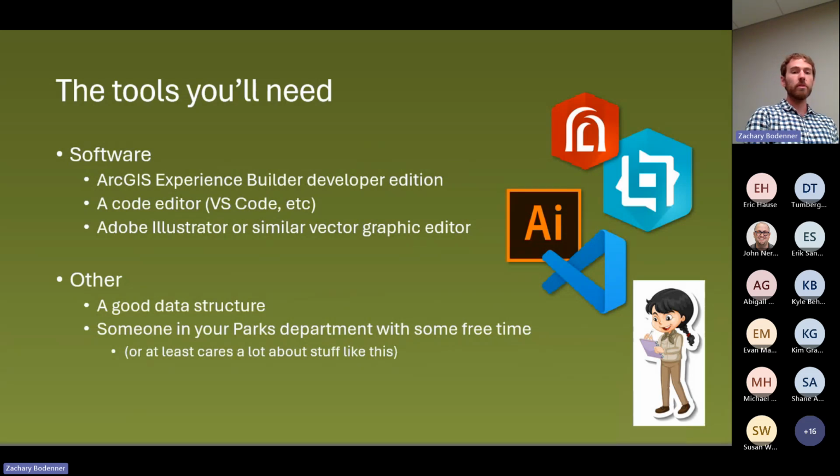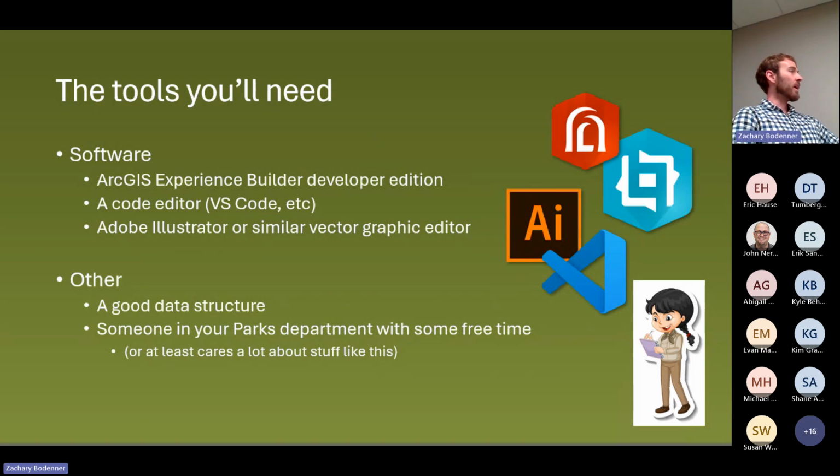The big things that we're going to need to make this work is that we need Experience Builder in the developer edition. The reason for that is because one of the key pieces of this app that I'm putting together is a custom widget, which sounds scarier than it turns out to be. Sounded scary to me, and a little bit of poking can go a long way, I think. So we need a code editor to take a look at that, and then some kind of vector graphic editor. In our case, we have Adobe Illustrator, but you can use any number of those.